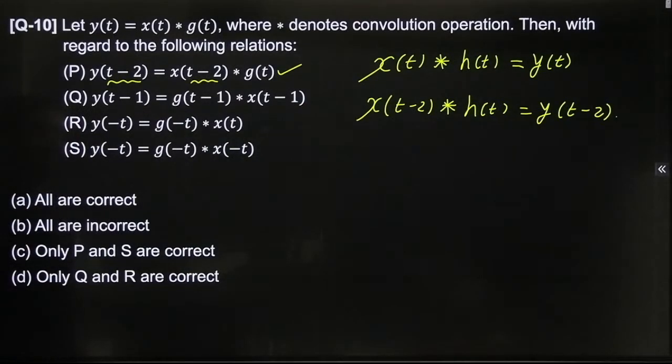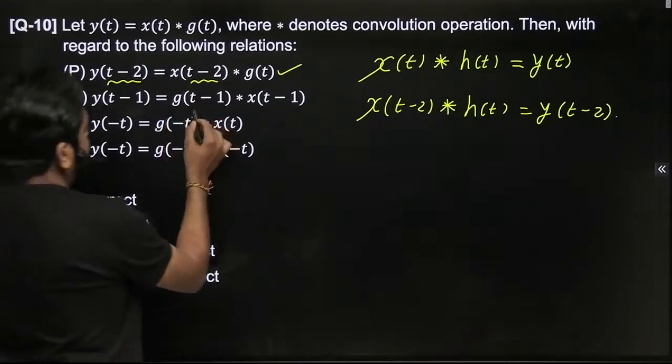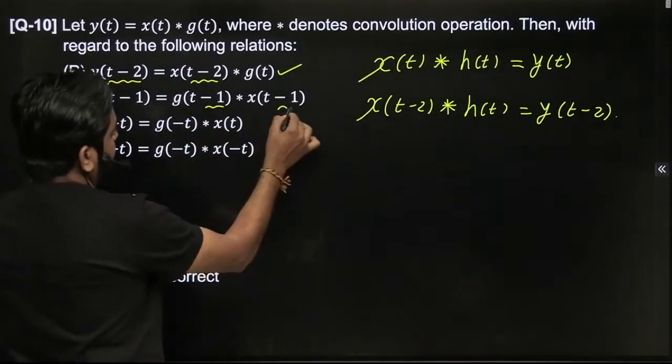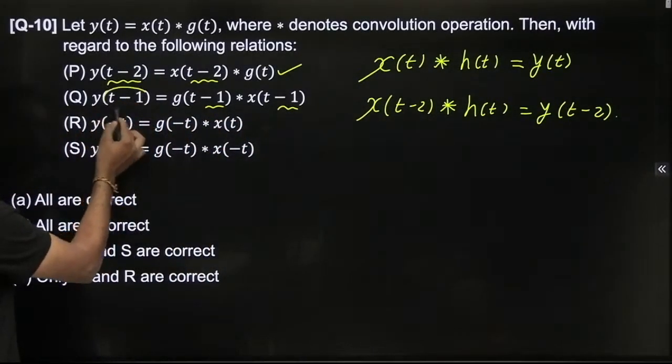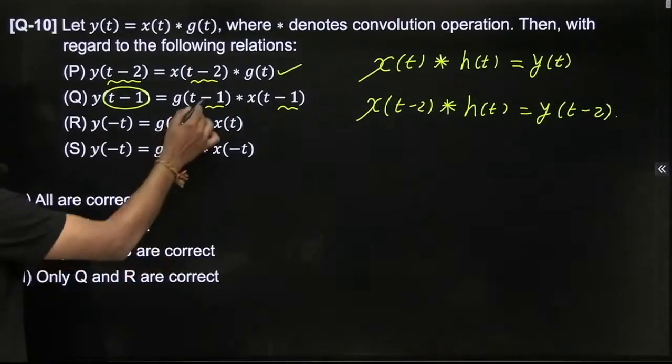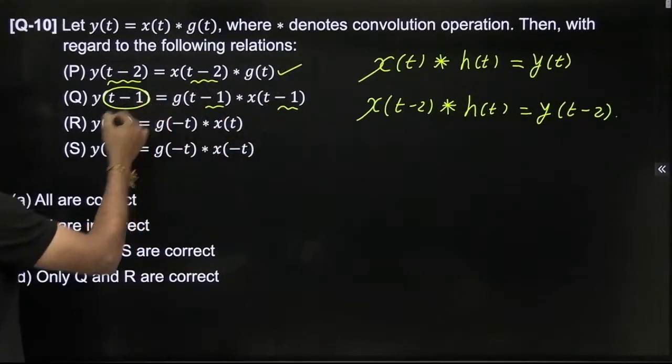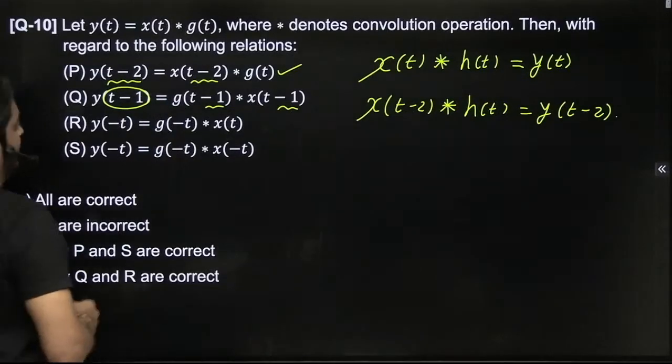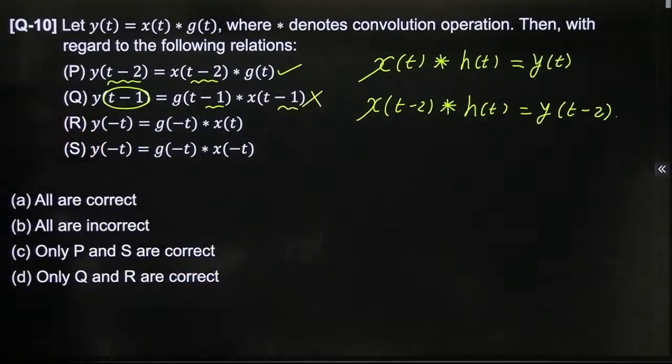Okay, the next property is wrong, guys. See, g of t minus 1 is delayed by 1 second, and the other is delayed by 1 second, so the output should be delayed by a total of 2 seconds, because 1 second for this and 1 second for this. That's why it should be delayed by 2 seconds. So the second statement, Q, is wrong.